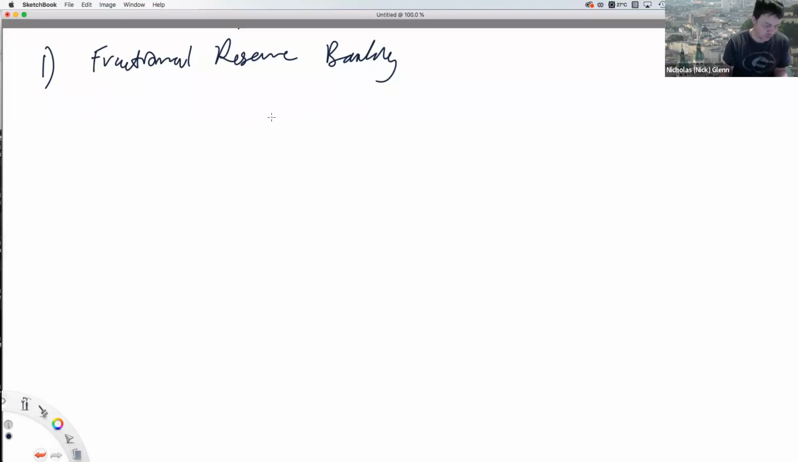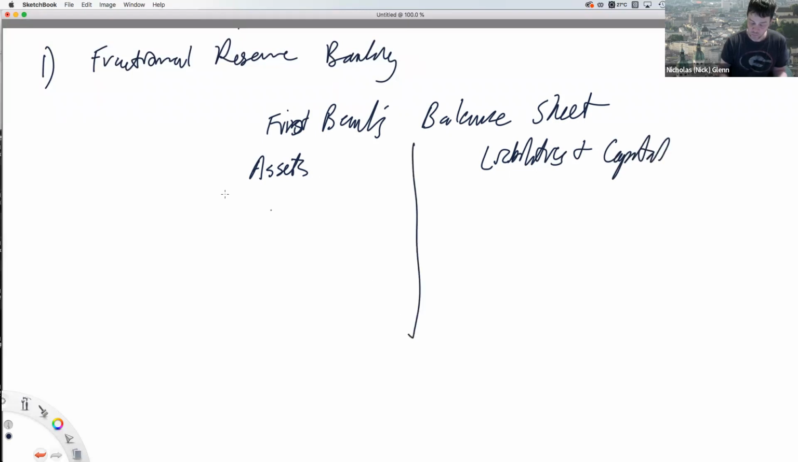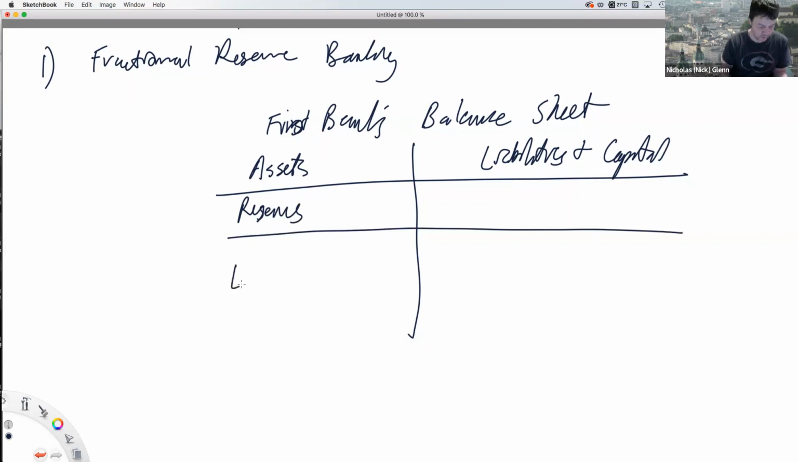All right, so in this problem, we're looking at First Bank's balance sheet. This is an example of double entry bookkeeping. Every time you make a change, it's going to affect both sides: assets, liabilities, and capital. Both sides have to equal each other when you're doing double entry bookkeeping. So here we have reserves, and we're also going to have loans and investments.